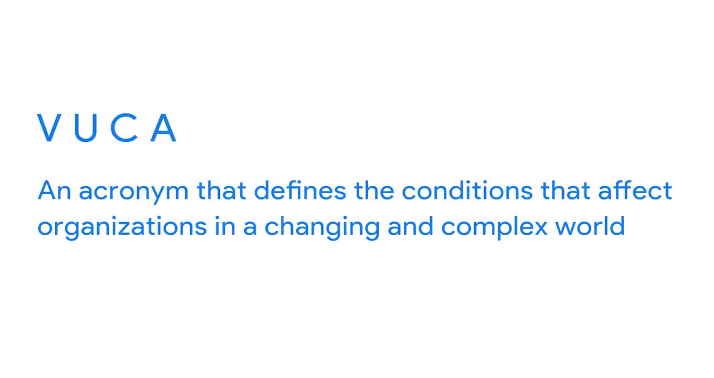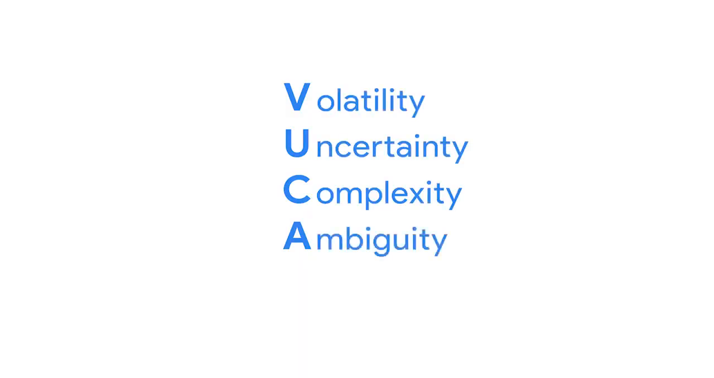Military War College developed a concept called VUCA, spelled V-U-C-A. VUCA is an acronym that defines the conditions that affect organizations in a changing and complex world. It was designed to help us factor in the forces of change and uncertainty in our projects and businesses. VUCA stands for volatility, uncertainty, complexity, and ambiguity. I'll explain each one and what that could entail in projects and business settings. First up is volatility.